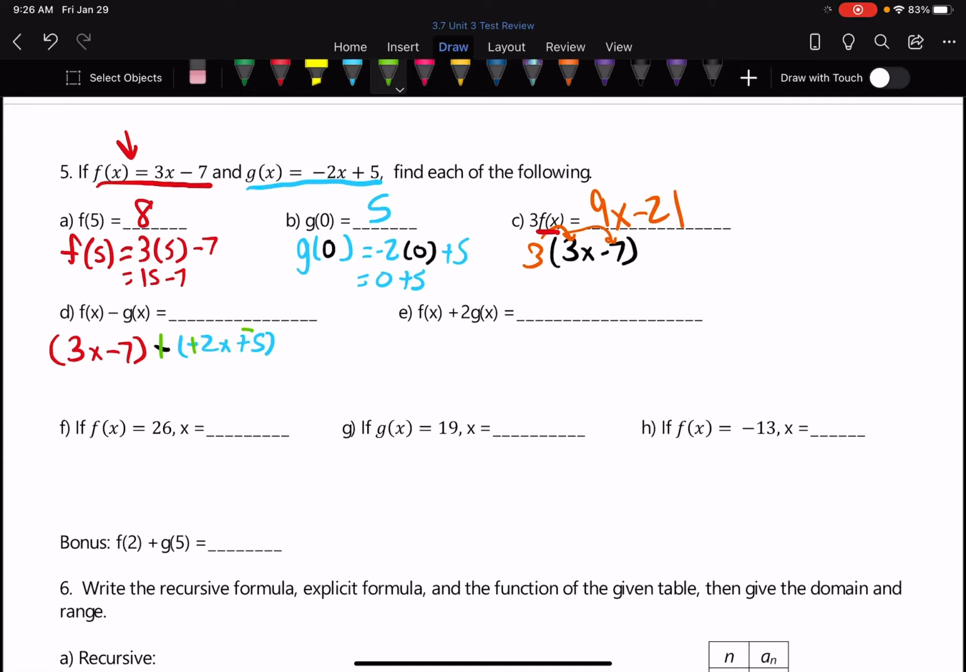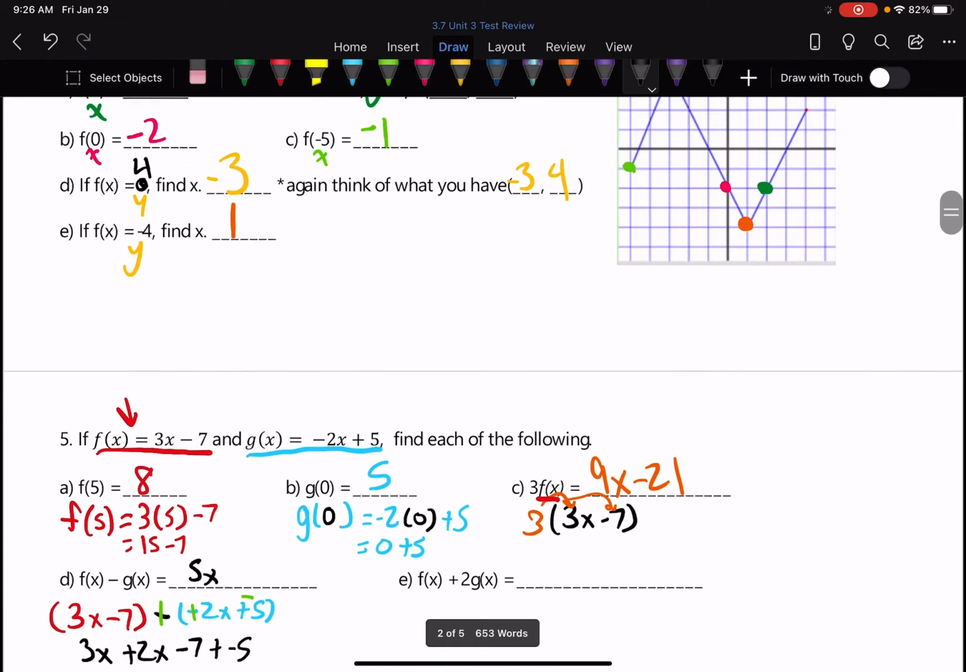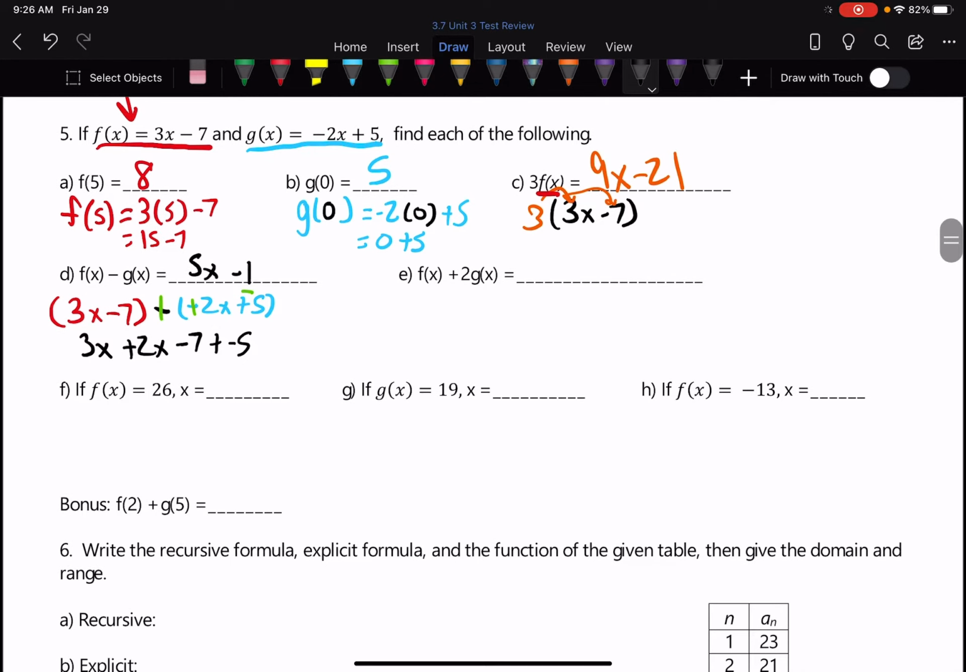Then I combine like terms. I'm going to have 3x plus 2x now, and then negative 7 plus a negative 5. 3x plus 2x is going to give us 5x. Negative 7 plus a negative 5 is going to give us a negative 12. So our simplified version is 5x minus 12.